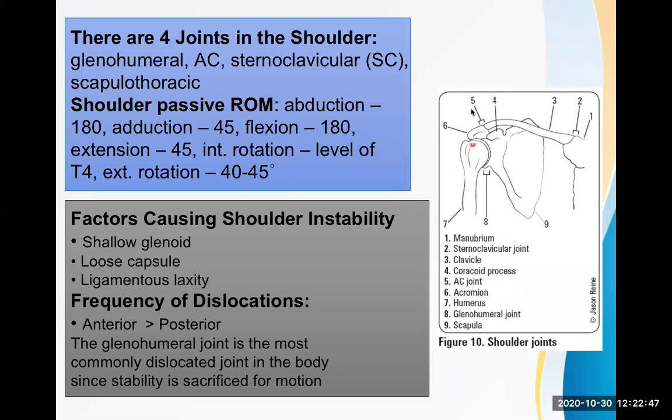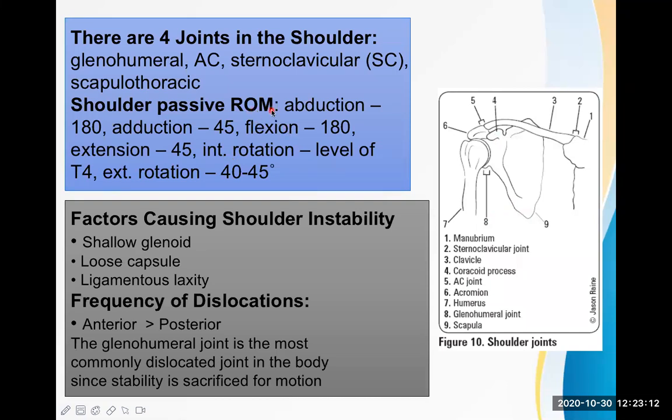Now, this process, this number four, we can clearly see, is called the coracoid process of the scapula, and this is a free structure. It is not attached with any other bone. The free end of this coracoid process is not attached with other bone. So these are the different anatomical parts of the shoulder area.